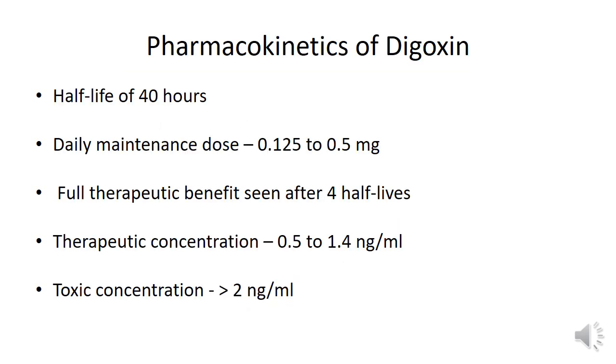Digoxin has a half-life of 40 hours. The daily maintenance dose is 125 to 500 micrograms. The full therapeutic benefit, or the maximum therapeutic benefit, of digoxin is seen after 4 half-lives, when digoxin attains what is known as steady state plasma concentration or steady state serum concentration. The therapeutic concentration of digoxin in the plasma is 0.5 to 1.4 nanogram per ml, and the toxic concentration of digoxin is greater than 2 nanogram per ml.